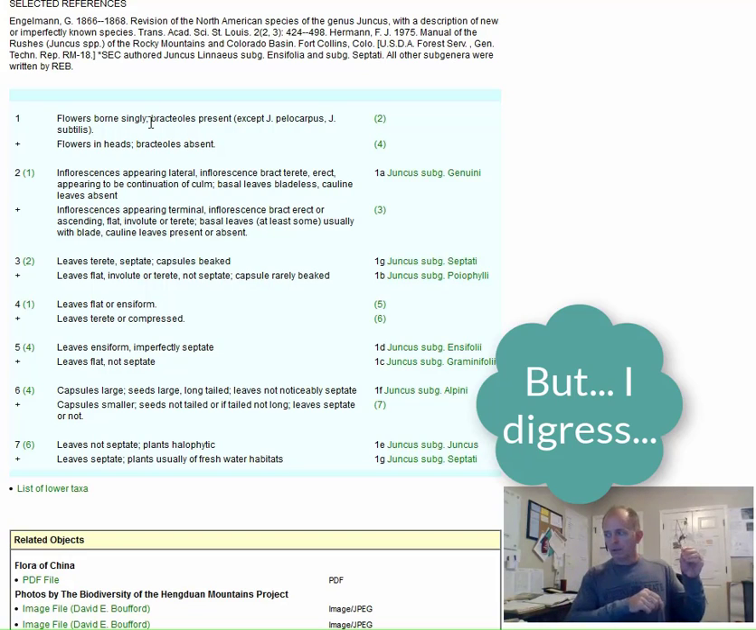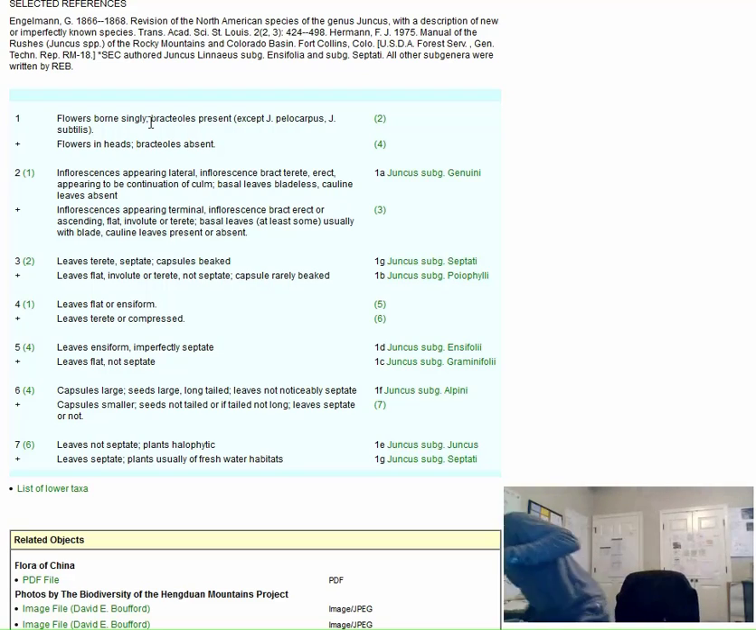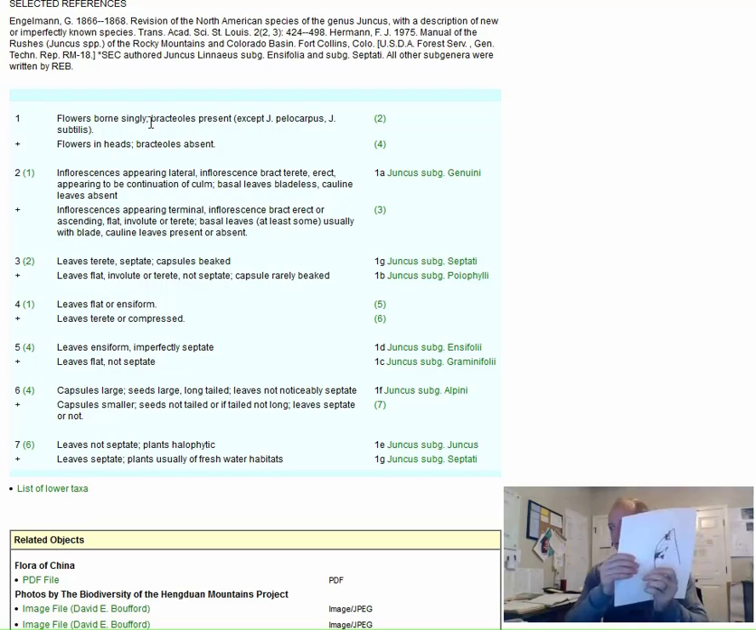But let's see if I can get this. Find a piece of paper over here. Sorry. Here we go. Where did he go? Here he is. All right, so there's what it looks like.